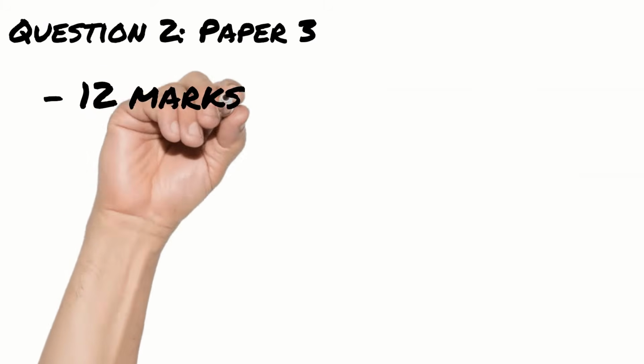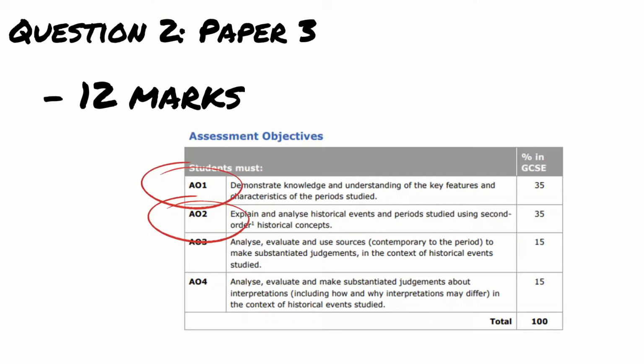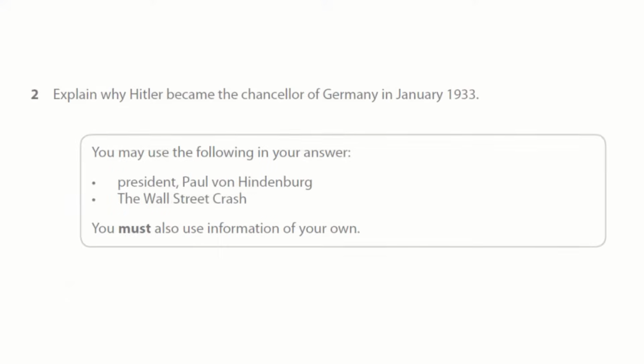Hi there guys, today we're going to be looking at question 2 on paper 3, Weimar and Nazi Germany. This question carries 12 marks and is focused on AO1 knowledge and AO2 explain and analyse historical events. So let's get cracking with an example question so I can walk you through the steps you need to take to get the best marks you can.